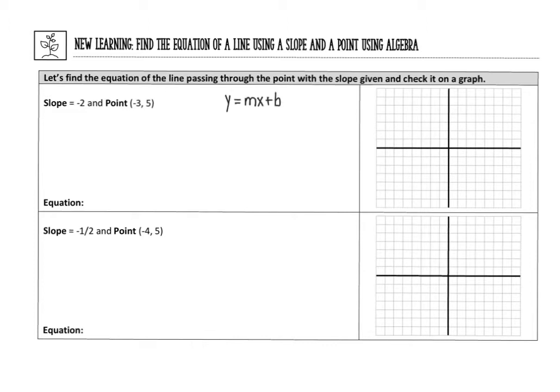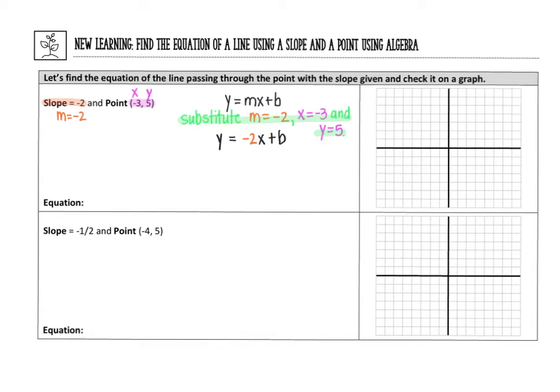In the first question, we've been given a slope of -2. That's an m value. So in y equals mx plus b, we can substitute that -2 in for the m. We've also been given a point, -3, 5. A point is made up of an x and a y coordinate. So in this case, x is equal to -3 and y is equal to 5. We can substitute these values into y equals mx plus b as well.